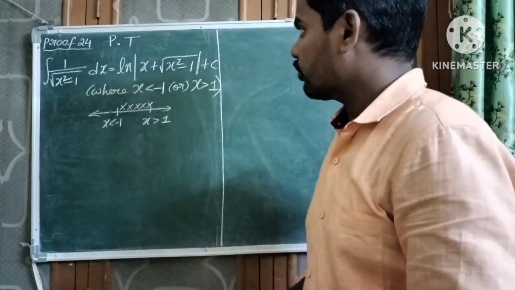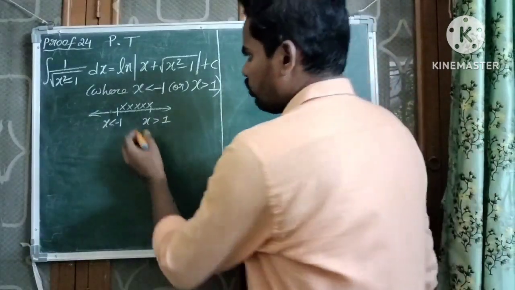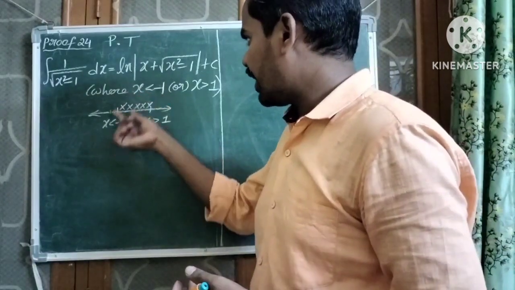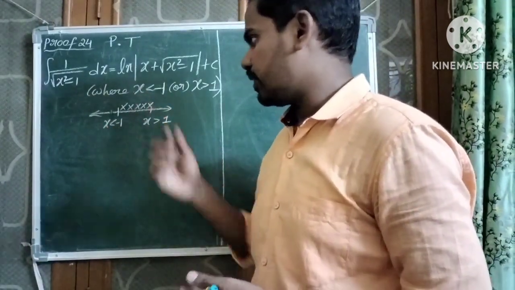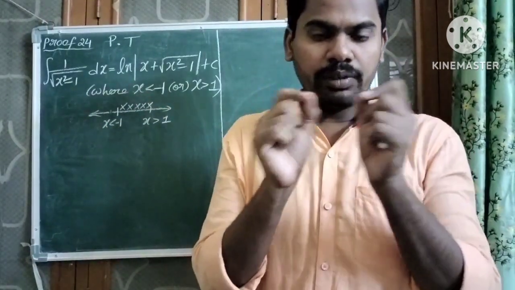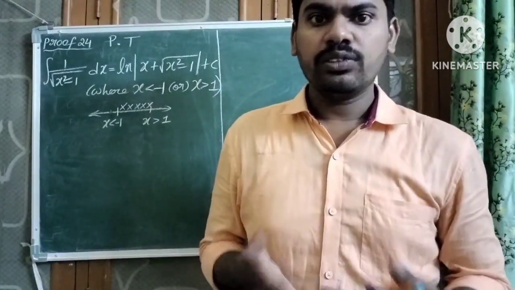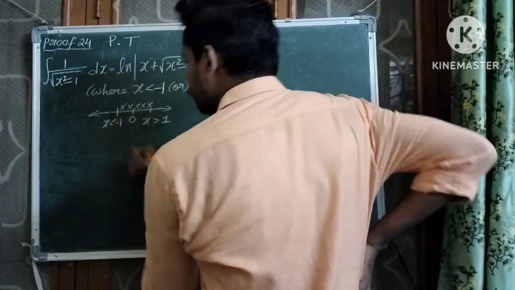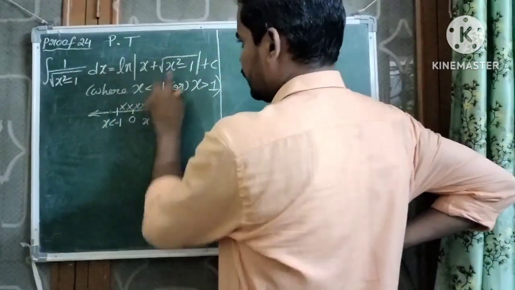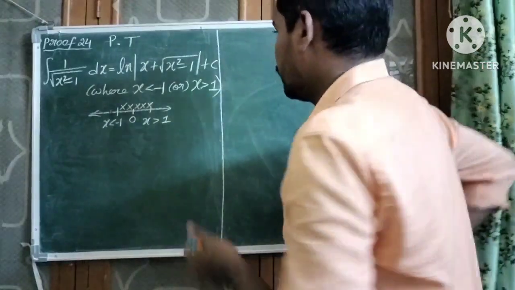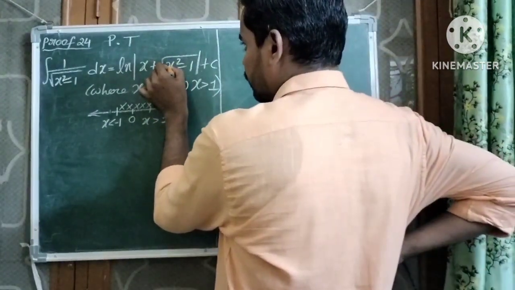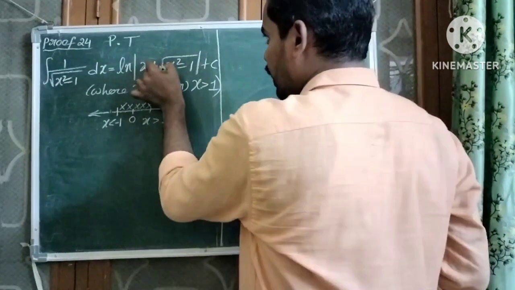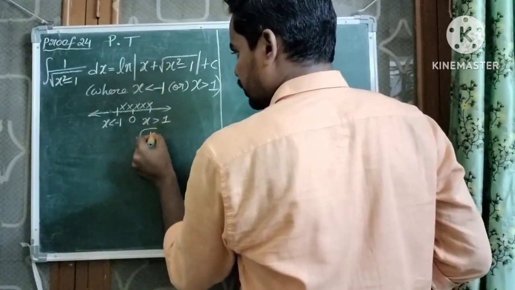Why? So what will happen if I consider an x value in between minus 1 and plus 1? If I consider an x value in between minus 1 and plus 1, what will happen? Let us consider 0. Put x is equal to 0 here. Let us see what will happen. If x is equal to 0, 0 square means 0, 0 minus 1, that is minus 1, and we get the square root of minus 1.